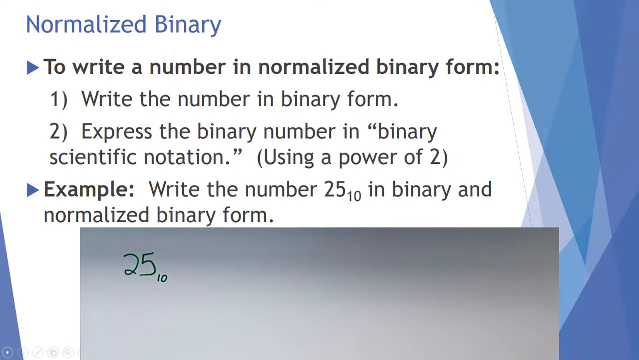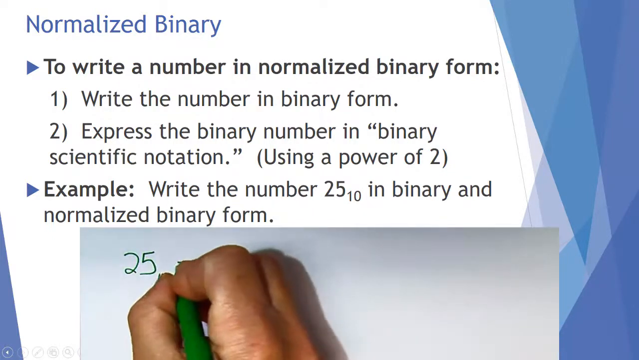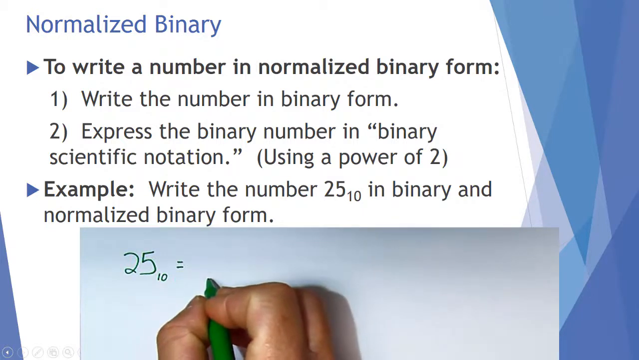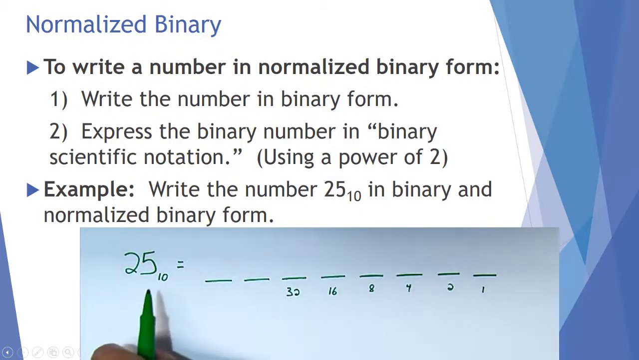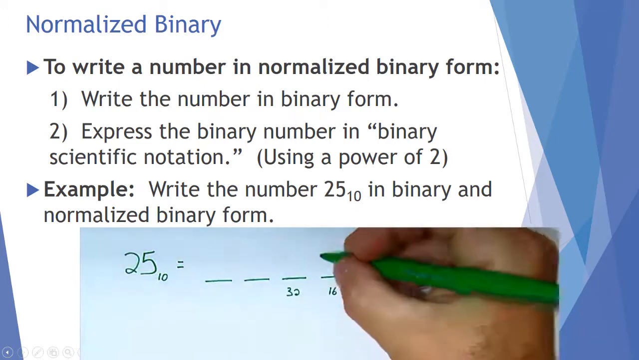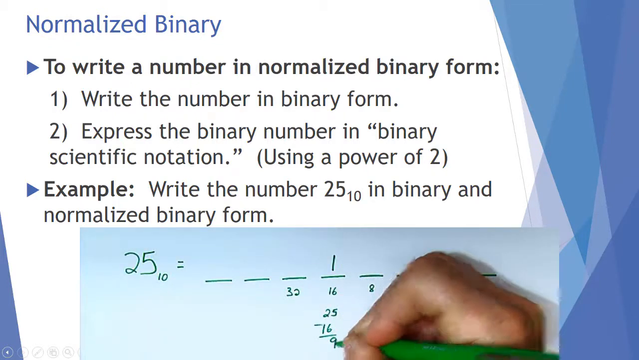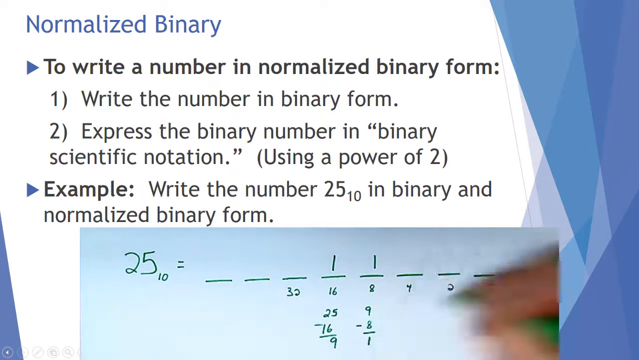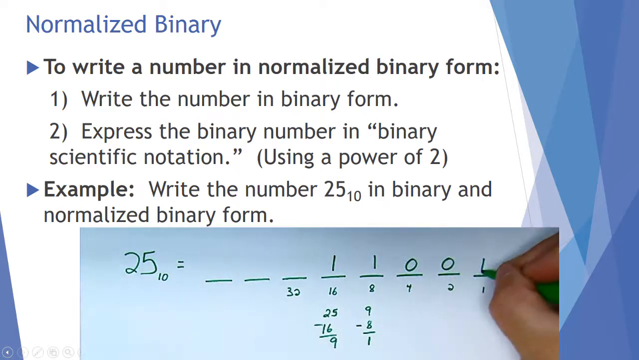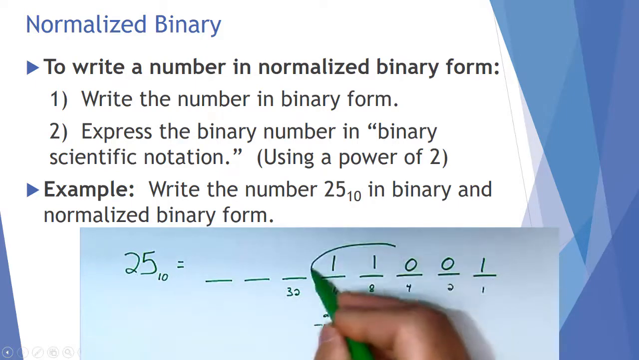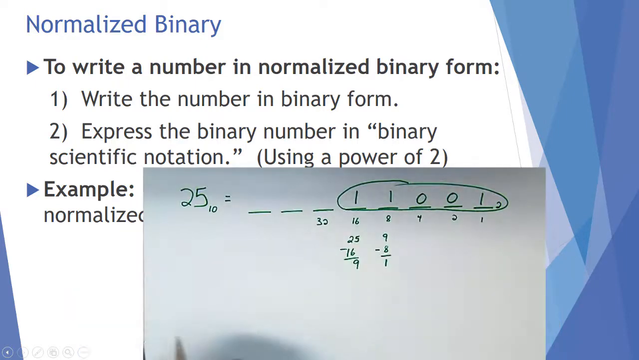To write a number in normalized binary form, we first write the number in binary form. So let's do an example here. Let's take the number 25 in base 10. Let's express that in binary form. I'm just going to do one of these. Later on in this lesson, I'll skip this step, but as a little refresher, we make a binary conversion table. The biggest power of 2 that fits into 25 is 16, so that's where our first 1 will be. 25 minus 16, that leaves us with 9. 8 fits into 9 once, and that leaves us with 1 left over. So the representation of 25 base 10 is 11001.